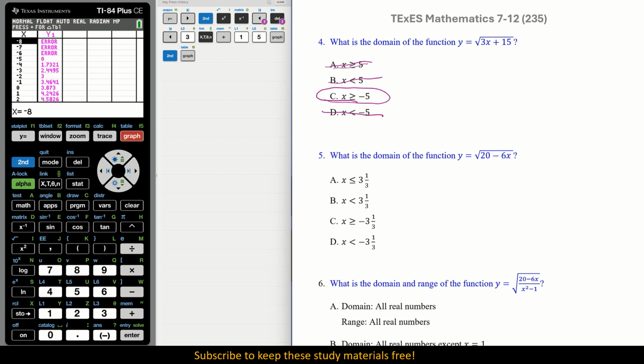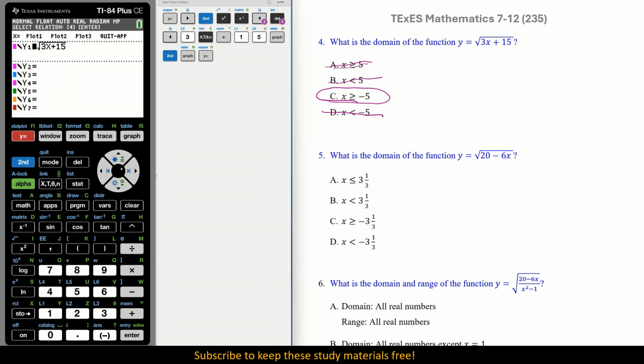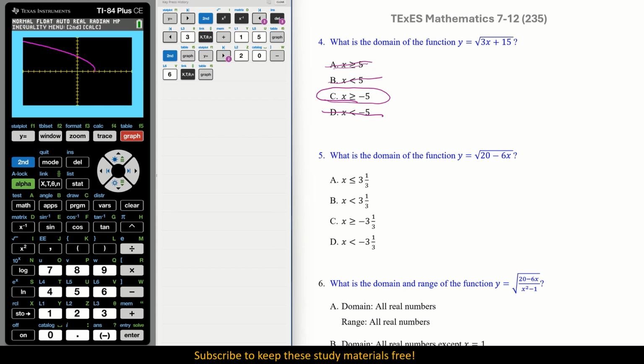Okay? Now let's look at number 5. What is the domain of the function y equals the radical of 20 minus 6x? Okay, let's go back and pop over. We're just going to type it in. 20 minus 6x. Graph it. Now we need x values that are all less than this right here. So we need to figure out what that is. It's not right on 3.